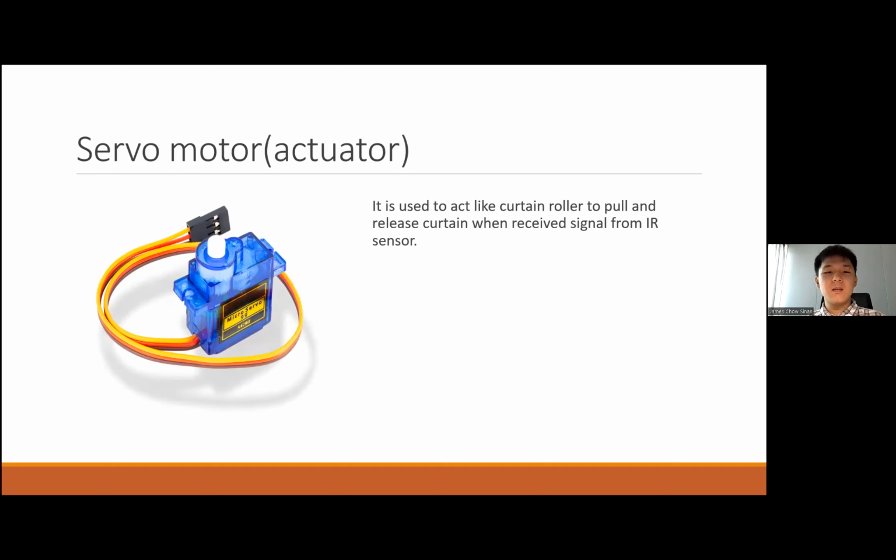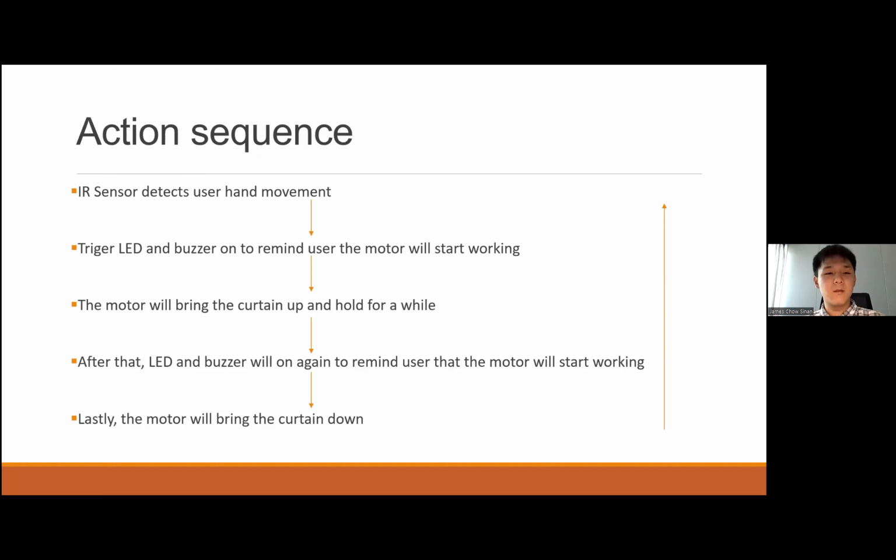My actuator is servo motor. It is used to act like a curtain roller to pull and release the curtain when it receives a signal from IR sensor. This is my action flow.